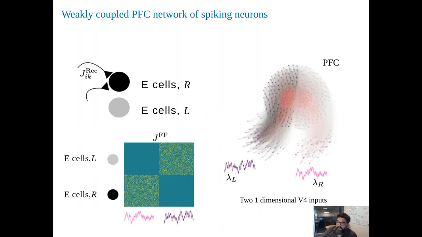And I'm going to drive this network with 2 one-dimensional inputs, one modeling the fluctuations from the left V4 and one modeling the fluctuations from the right V4. And these fluctuations are going to be one-dimensional. So they're Poisson processes with a one-dimensional fluctuating input that describes their firing rates. So they're formally doubly stochastic.